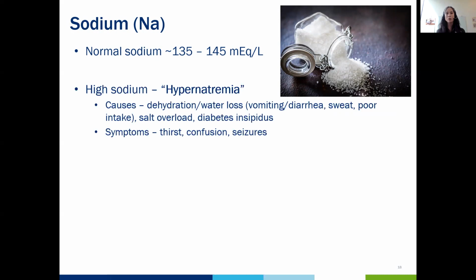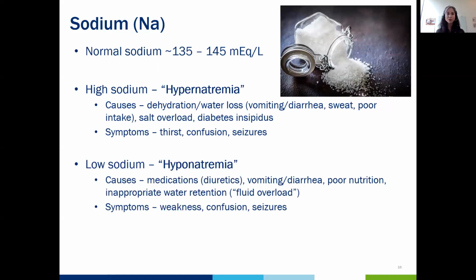So if you have really low amount of water in your body, that concentrates the sodium levels and causes it to go high. If you're losing a lot of water for any other reason, including diarrhea or vomiting or sweating, or you're just not drinking enough, that can cause the sodium level to go high. A condition called diabetes insipidus, which essentially causes you to lose an inappropriate amount of water, that can also cause the sodium level to go high. Symptoms can include things like incredible thirst, confusion, or even seizures if it's severe.